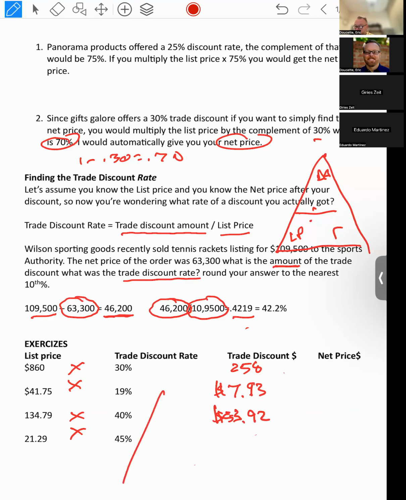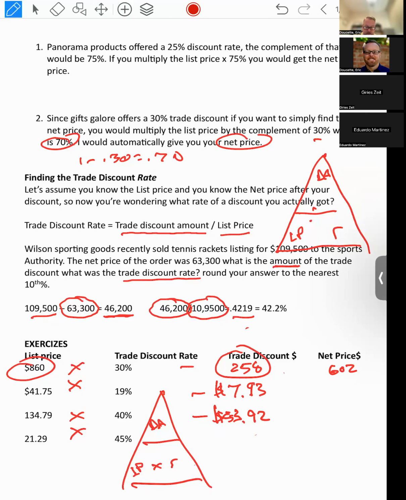And again, all I'm doing is using the portion formula. I'm doing the list price times the rate. So that would give me the discount amount or portion. Same thing, but they're asking for the net price. So if I was going to do the net price, I would just simply subtract the discount amount from the list price. So $860 minus $258 equals $602. So I paid $602 instead of $860.